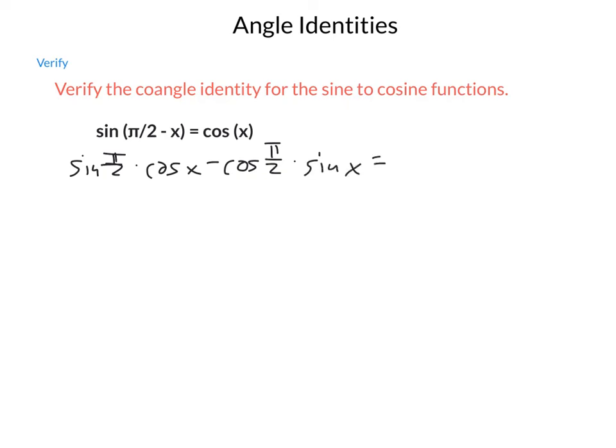This is all working my left-hand side only. So what is the sine of pi halves? That is 1. Cosine of x is just going to be cosine of x. Minus cosine of pi halves is 0 times the sine of x, which is just sine x. Of course, anything times 0 is 0, so all we're left with is cosine of x.